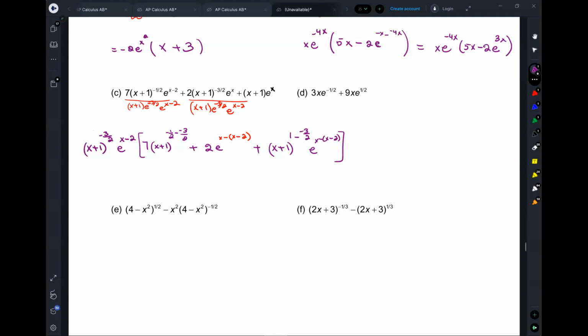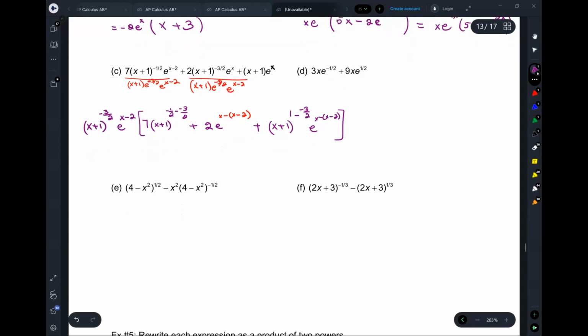Wait, so we factored out the x plus 1 to the negative 3 over 2? Yeah. The x minus 2? Right. Okay? So now I have this times that. Okay, so now take a look at this one. Do you see how it has a negative exponent? Can it stay like that? No, it's got to move down, right?